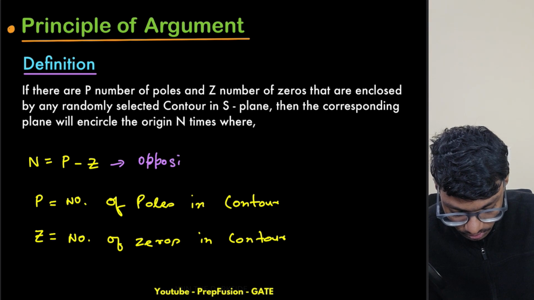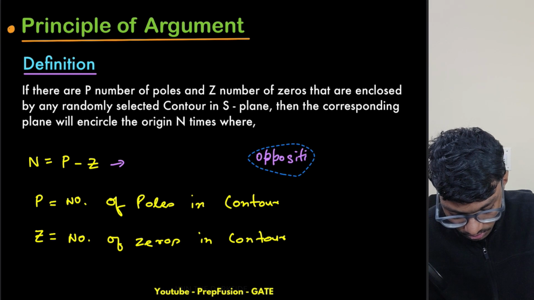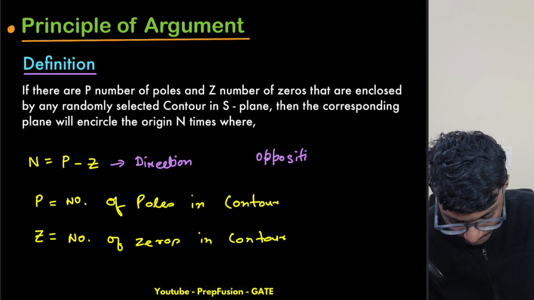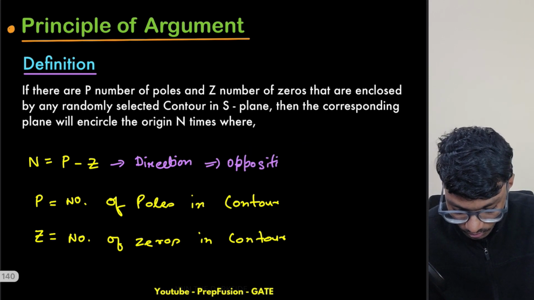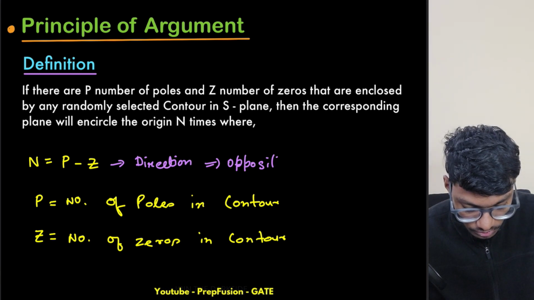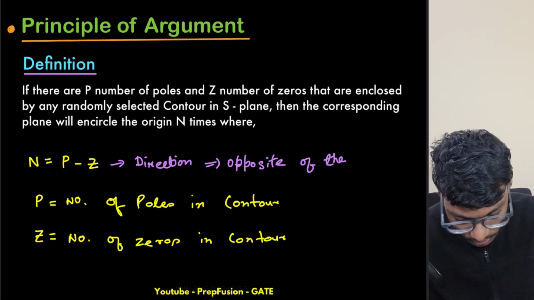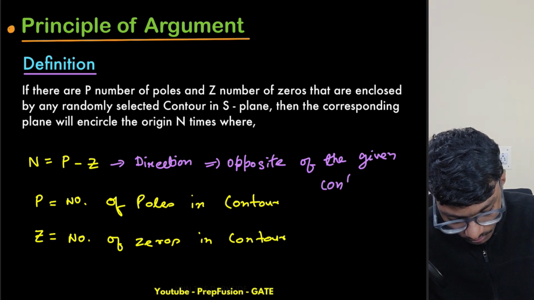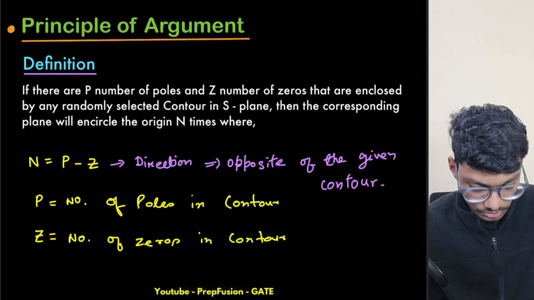The direction of this n is opposite to the given contour. Opposite of the given contour.